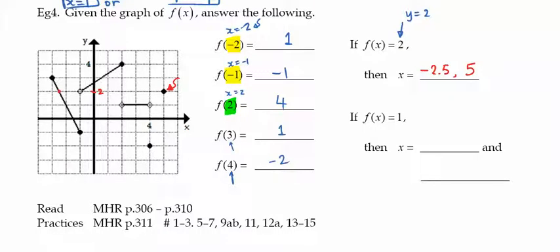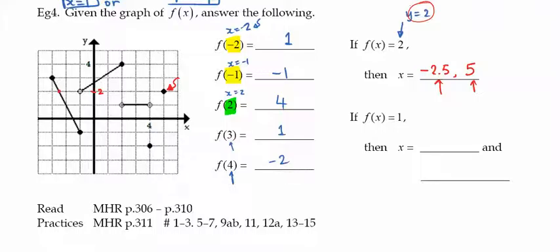Negative 2.5. So it is possible to have two answers in this case. It will still be a function because we are talking about different x values. No problem when we have different x values. We only want the same output if you are dealing with the same input. But now if we have different inputs, it doesn't matter if we end up with the same output.